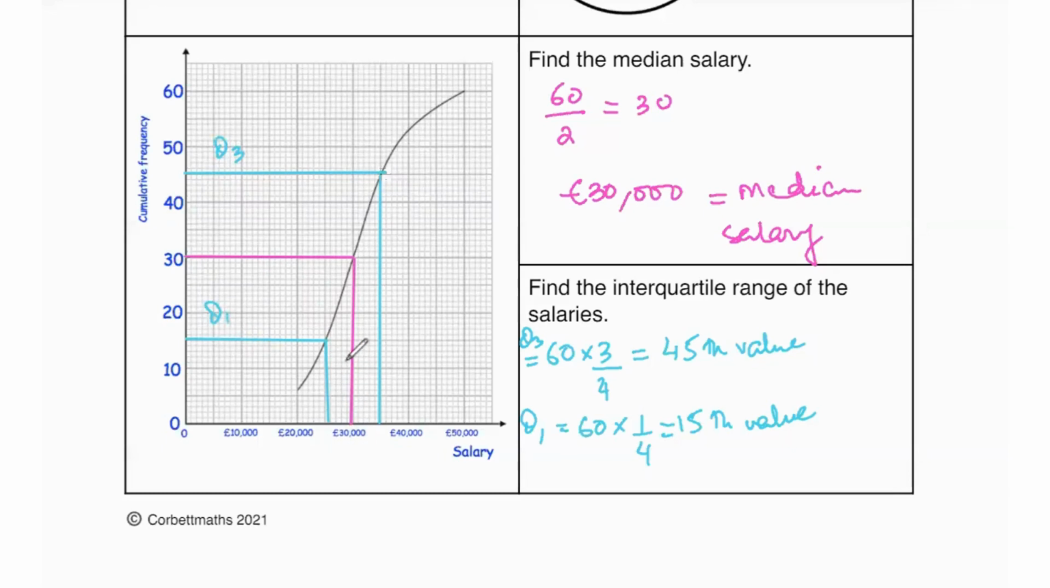So for the lower quartile, what we have is 25,000. So interquartile range would be the difference of these two values. 35,000 minus 25,000 equals 10,000 euros. That is your interquartile range of the salaries.